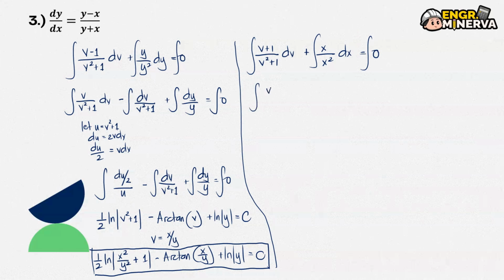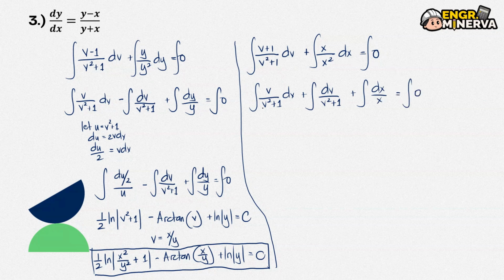I will separate your v over v squared plus 1 to have ln, plus the integral of dv over v squared plus 1, then plus dx over x equals integral of 0. And eventually, again, this would be the same. That would be 1/2 ln of v squared plus 1 plus arctan of v plus ln of x equals c.